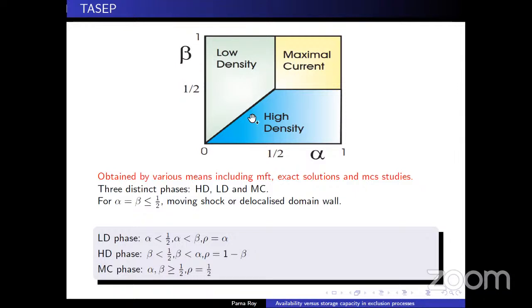Now for alpha equal to beta less than or equal to half, there exists another phase known as the shock phase. This is basically a coexistence region of low density and high density phases separated by a domain wall or domain boundary. Now for an open TASEP, the domain wall is a moving one which, upon long time averaging, appears as an inclined straight line. This is because of the uncorrelated entry and exit rates of an open TASEP that has no strict particle number conservation.